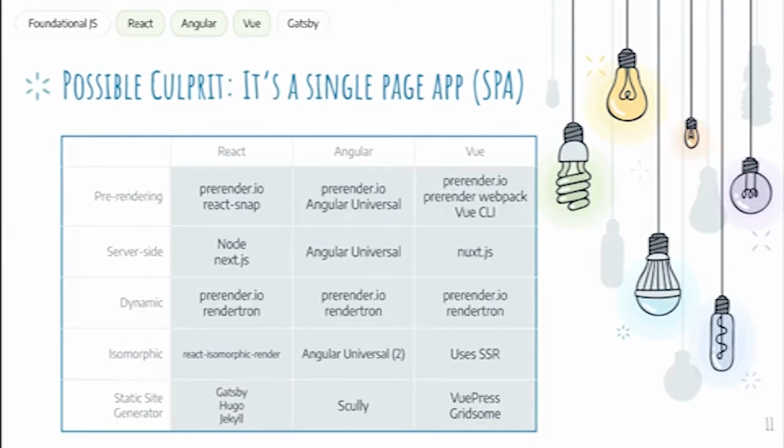Isomorphic is something that's becoming very popular among JavaScript frameworks. React already has it with this plugin called Isomorphic Render. Angular Universal for version 2 already does it. Vue, however, does not support any isomorphic rendering options that I've heard of so far. In order to do it, you have to use server-side rendering, and then at that point, you're actually introducing new technologies to make it happen.